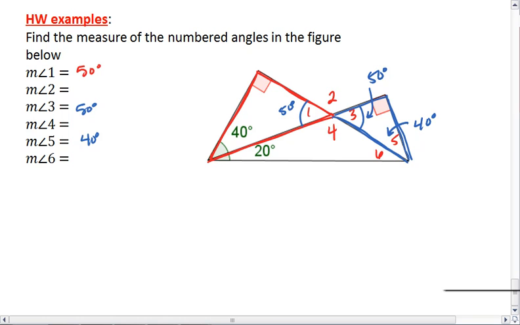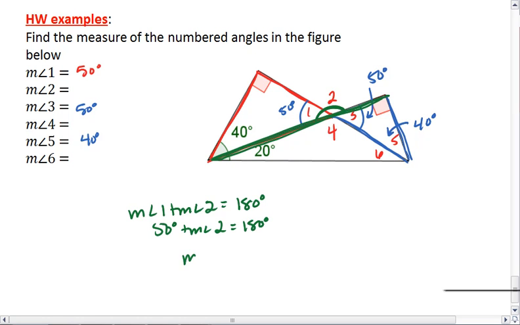Let's now look at this straight line where we have angles 1 and 2. Because I have a linear pair, I know that the measure of angle 1 plus the measure of angle 2 must be 180 degrees. Since the measure of angle 1 is 50 degrees, then the measure of angle 2 must be 130 degrees.